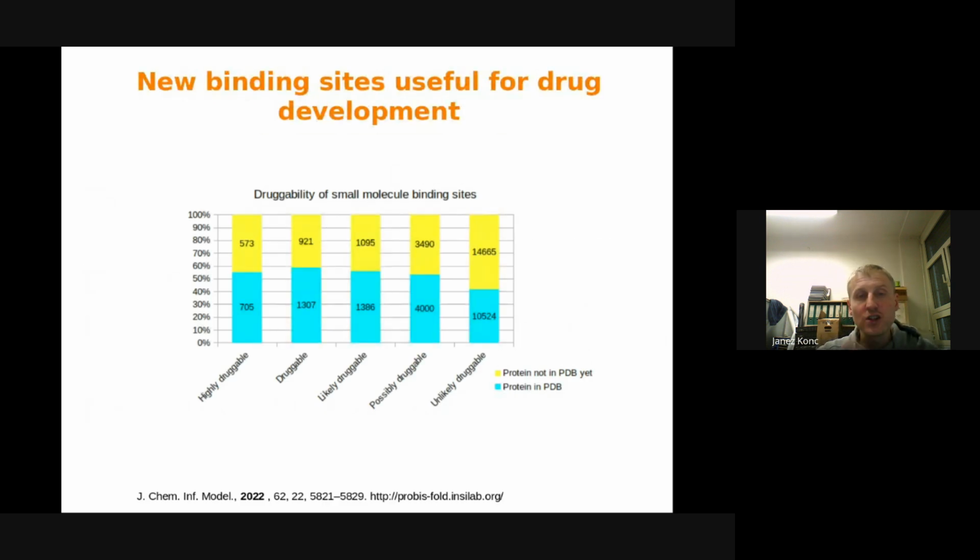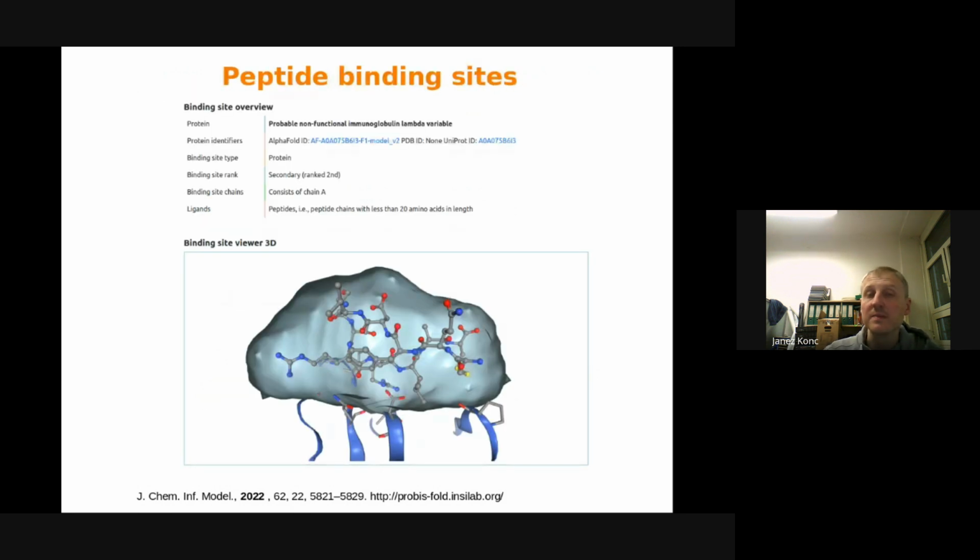This is just to show you that we can find new binding sites useful for drug discovery that are not in the protein database yet. In fact, there are many proteins in AlphaFold protein structures that are not very similar to PDB structures, and we can find druggable binding sites even on those proteins, new binding sites, which are highly druggable, likely druggable, and so on. So I'm going to just briefly go through how these protein binding sites look.